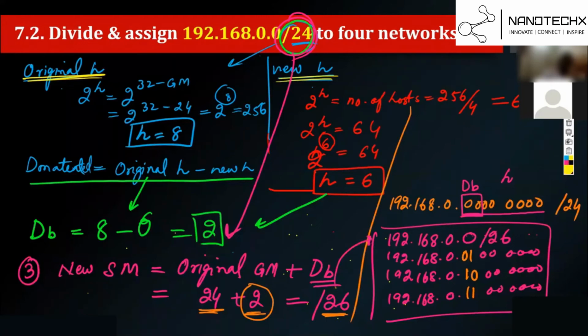Then the second one should be 01, which is always 1. So 1/26, then 2/26, then 3/26. These are our 4 networks.